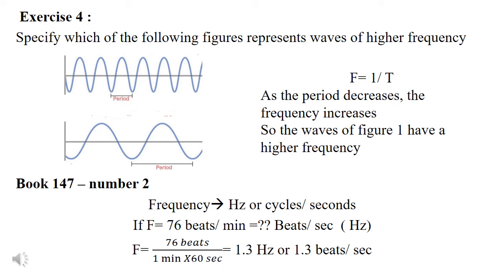Please open your books, page 147, and let's solve number 2. Given that the frequency equals 76 beats per minute, find it in SI unit. SI unit means hertz. So hertz represents beats per second or cycles per second. These are the same. So how do we convert 76 beats per minute to beats per second? Put it: 76 beats divided by 1 minute. Convert minutes to seconds, so divide by 60. And the answer will be 1.3 hertz or 1.3 beats per second. Today's session is finished.